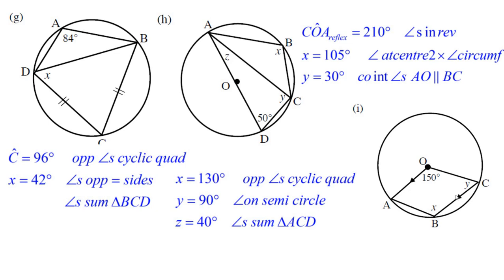Well, these are two parallel lines. These are co-interior, and they're supplementary. So that has to be 180 minus 150. Y must be 30 degrees. And there's all our opposite angles in a cyclic quad question with a few other reasons thrown in.